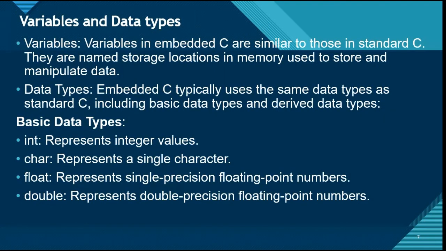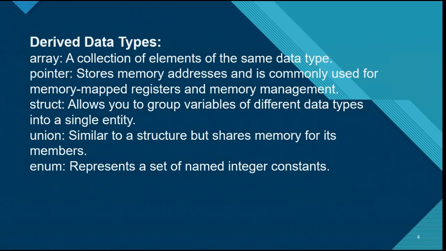And coming to variables and data types, variables in embedded C are similar to those in standard C. They are named storage locations in memory used to store and manipulate data. Data types in the C language can be categorized into 3 types, namely primitive, user-defined, and derived data types. Embedded C typically uses the same data types as standard C, including basic data types and derived data types. Basic data types are int, char, float, double, and derived data types are array, pointer, structure, union, enum.